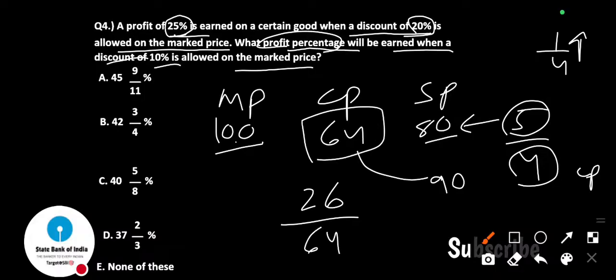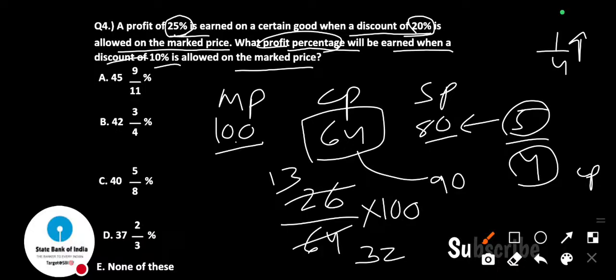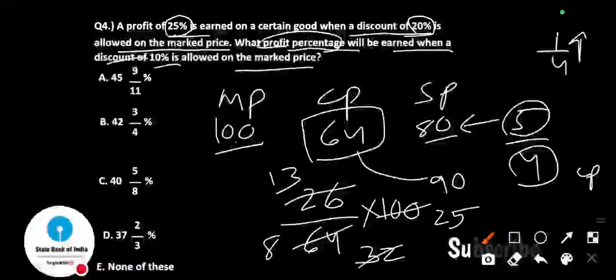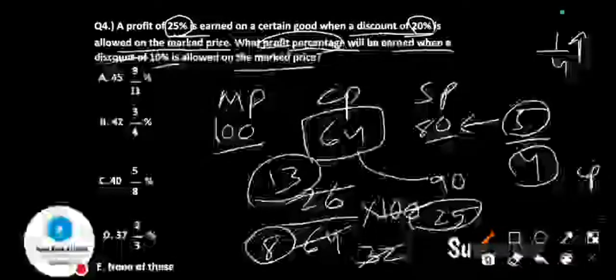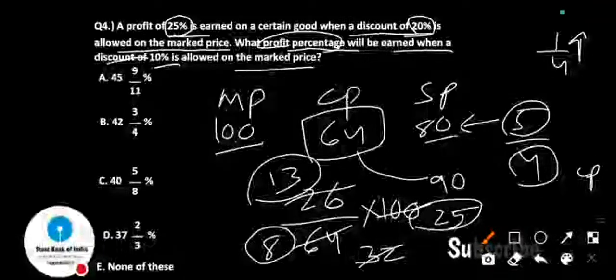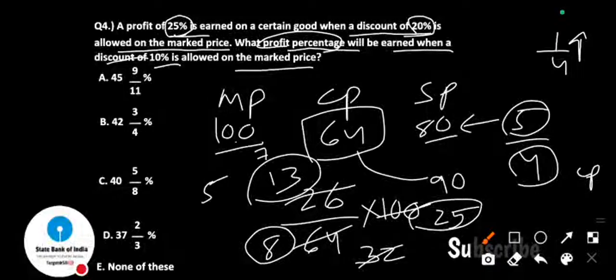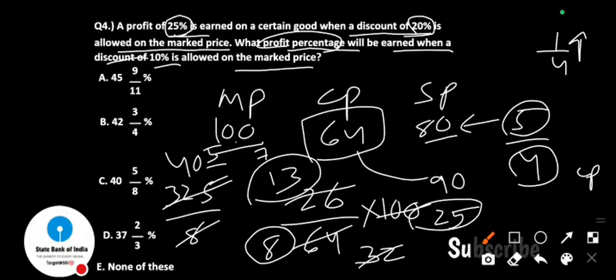So it will be 26 into 100 over 64. So we have 13 into 25 divided by 8. 25 times 3 is 75, 25 times 1 is 25 plus 7, which will be 325 divided by 8. 8 times 40 is 320, so it will be 325 by 8. So the answer will be 40 5/8. Option C is our answer.